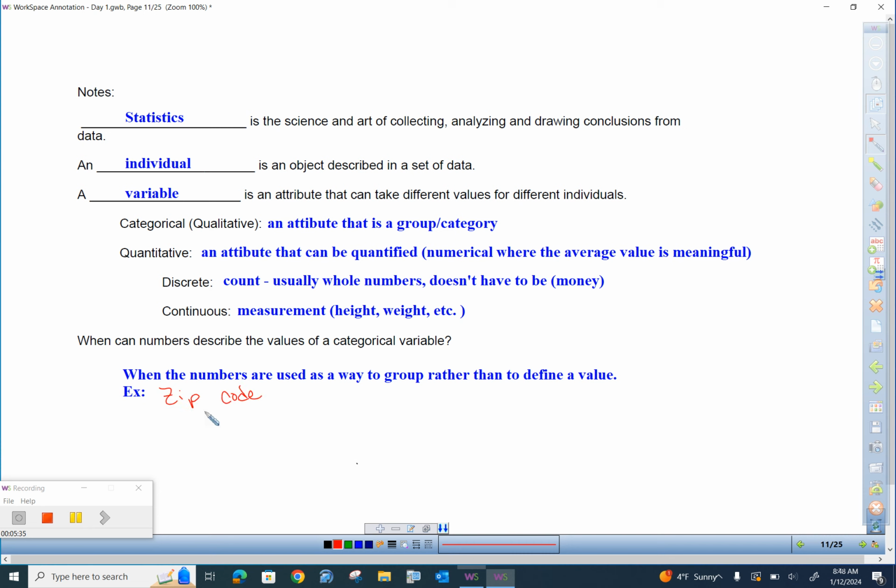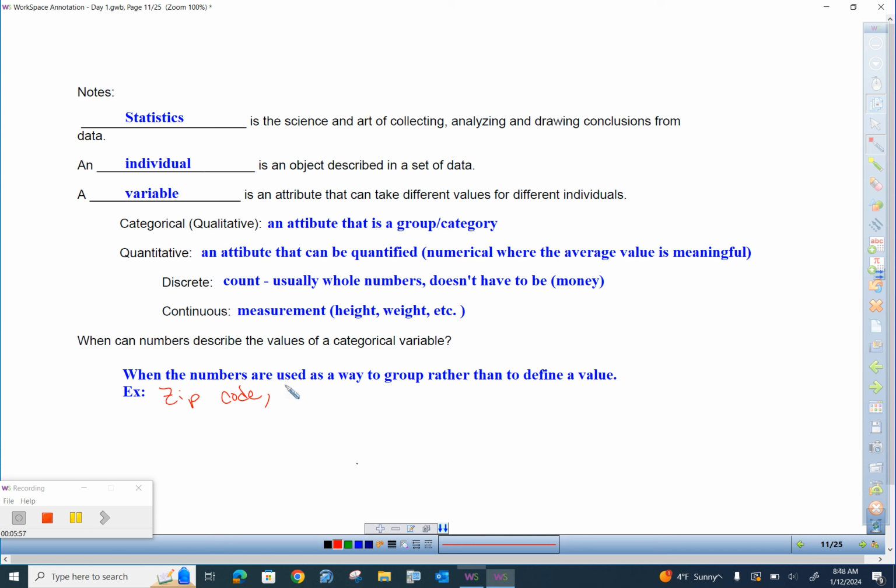Okay, a zip code is a number that defines a region, but you can't have an average zip code. So if you're ever worried about whether this is truly numerical or categorical, think about taking the average value and whether it makes sense in context. If it doesn't make sense in context, it may be categorical.